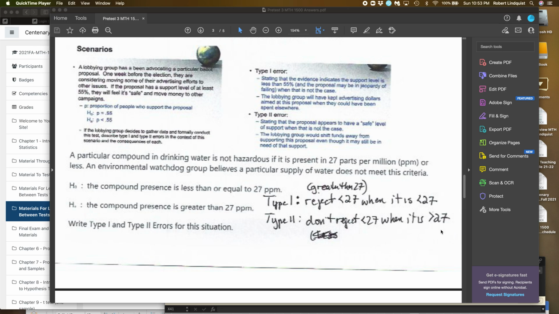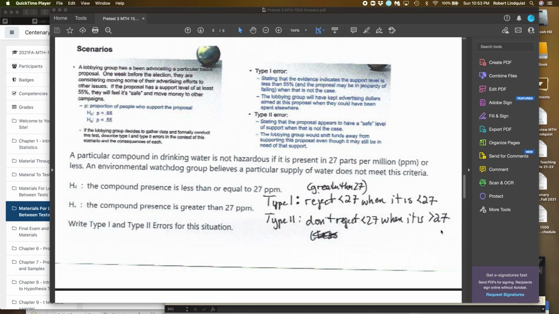Now, some people sometimes think it's an error to not reject 27 when it is less, or that it's an error if you reject something that's true. If it's less than 27, which is true because it's a type 1 error, that means that you should not reject it. You should accept that it's less than 27. So if you reject it, you're making a mistake. So therefore, that's a type 1 error.